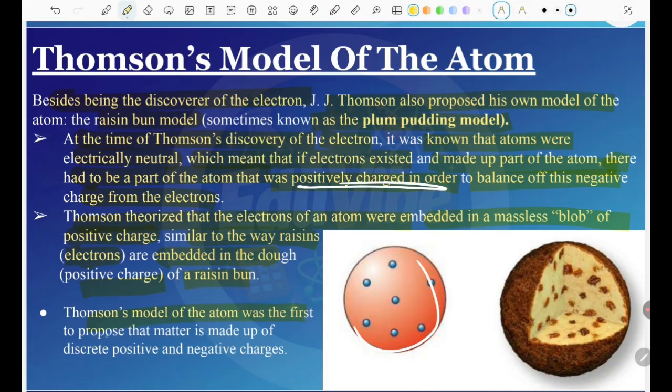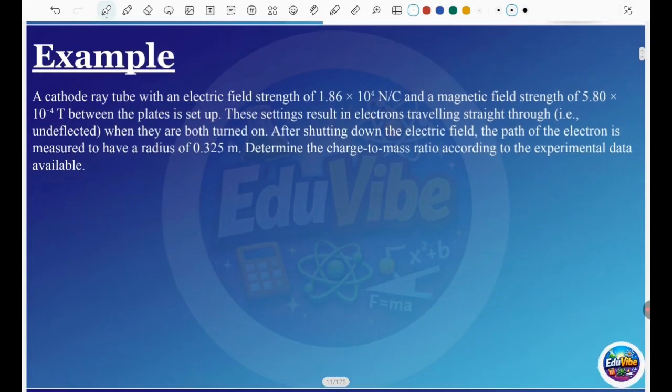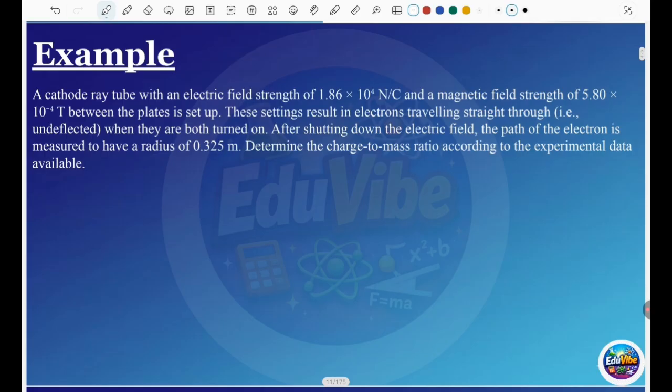Thomson's model of the atom was the first to propose that matter is made up of discrete positive and negative charges. They proposed that the atom is made up of many discrete positive and negative charges. Somewhat of this is true, but it has some drawbacks, which were further revised by Rutherford. In the next lesson, we do the Rutherford model, which is a continuation of the electron's discovery. In that, we discover the nucleus. But for now, this is the discovery of the electron.